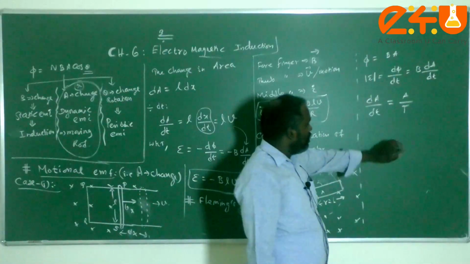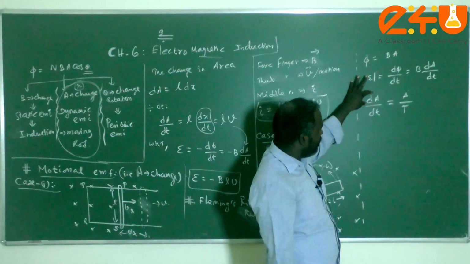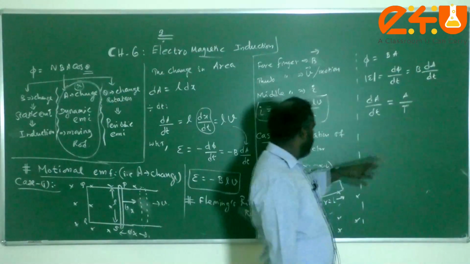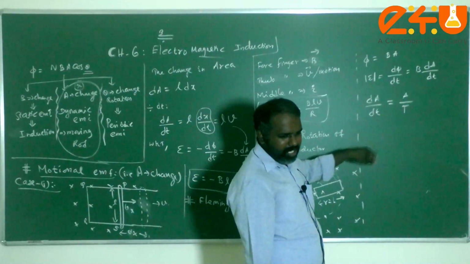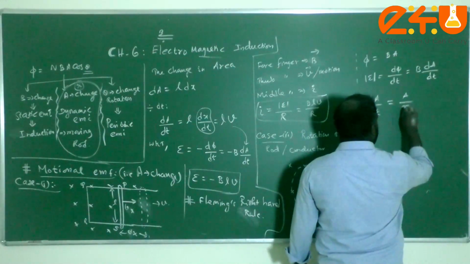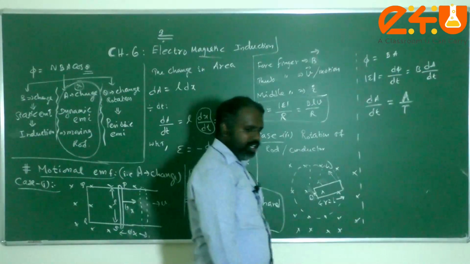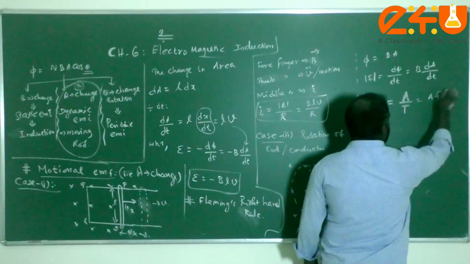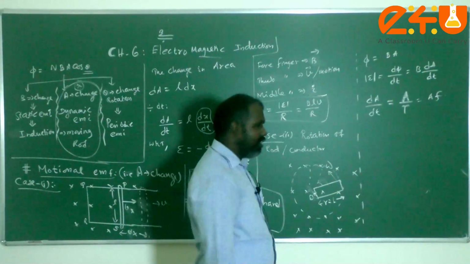A by T means the time taken to make the change in area dA in a small interval of time dt is the same as the total area divided by the time period. We know the time period is the time taken for one complete rotation, and A is the area of the total path covered by the conducting rod. Now 1 by T is nothing but frequency. Therefore, area into frequency of rotation, or frequency of revolution of the conductor.